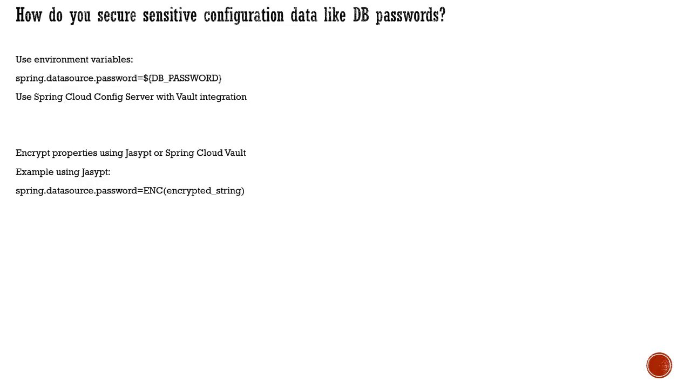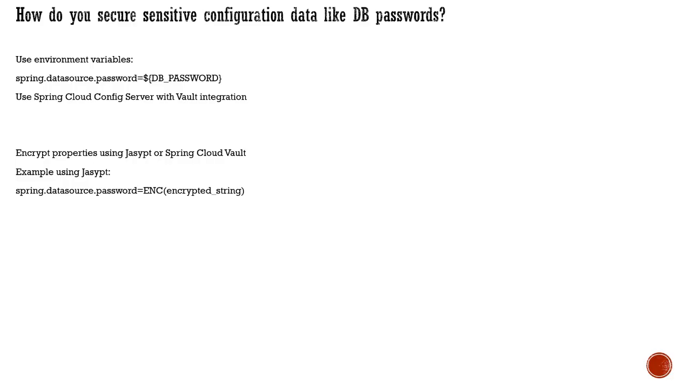Now how do you secure your sensitive configuration? Let's say you have your DB passwords. How do you secure them, right? Now there is an environment variable, let's say SPRING_DATASOURCE_PASSWORD, right? Now you can reference that in the DB property using the dollar sign and then the variable name over there. Now using the Spring Cloud Config server, which is maintained with the Vault integration, you can pick that up.